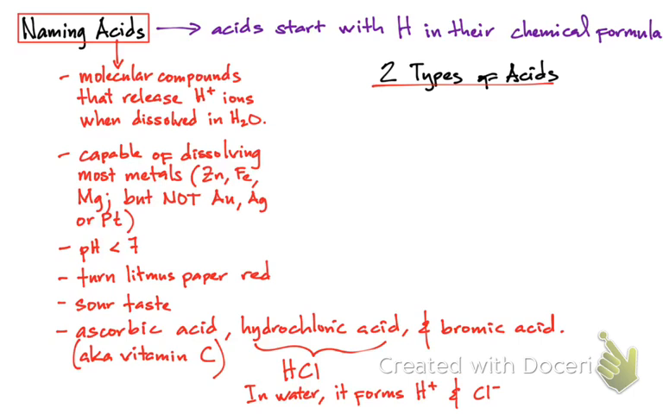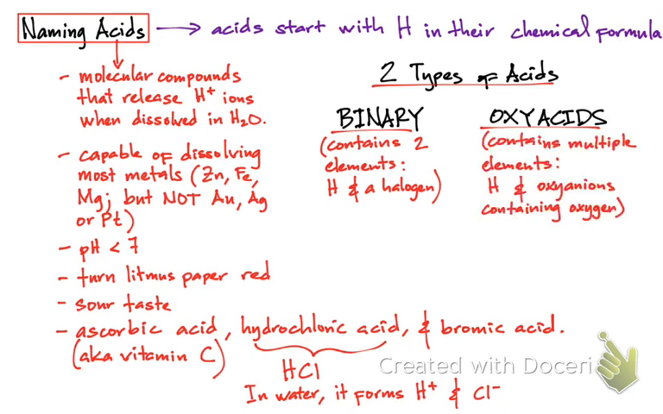There are 2 different types of acids. The first one is a binary acid, which means it's an acid that contains only 2 elements, and one of those elements is hydrogen. The other element would be one of those halogens. Oxyacids, on the other hand, are acids that contain oxygen. And these are your polyatomic anions, like the chlorates, nitrates, sulfates, so on and so forth. So again, binary acids contain 2 elements. Oxyacids contain multiple different elements.